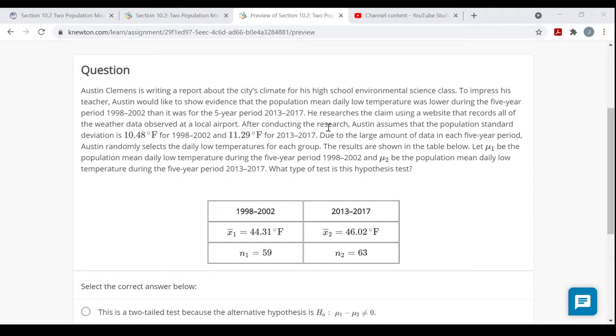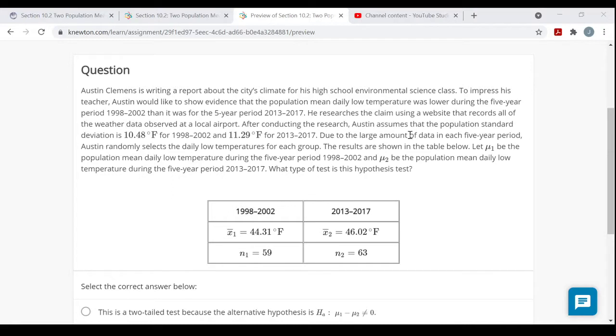After conducting the research, Austin assumes that the population standard deviations are 10.48 degrees Fahrenheit for that 5-year period from 98 to 2002 and 11.29 degrees Fahrenheit for that 5-year period from 2013 to 2017. All right, so there's your sigma 1 and sigma 2. The population standard deviations are known.